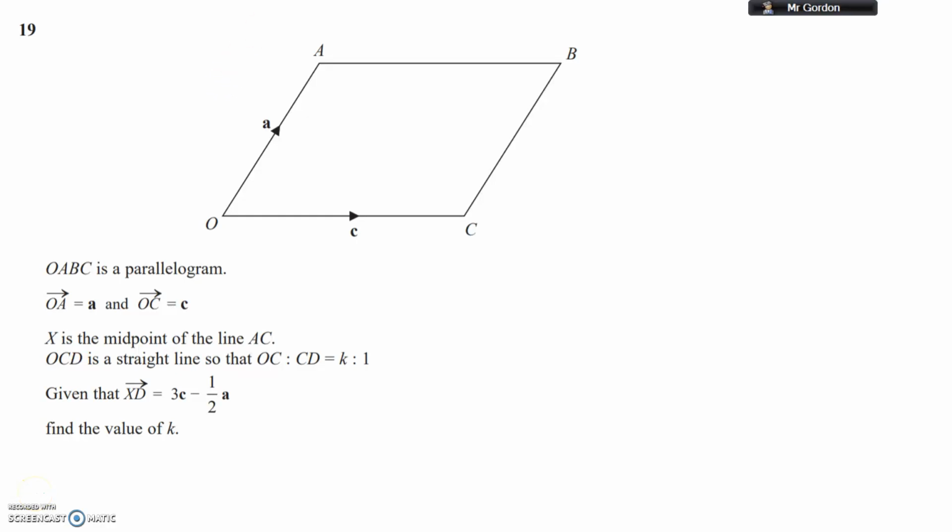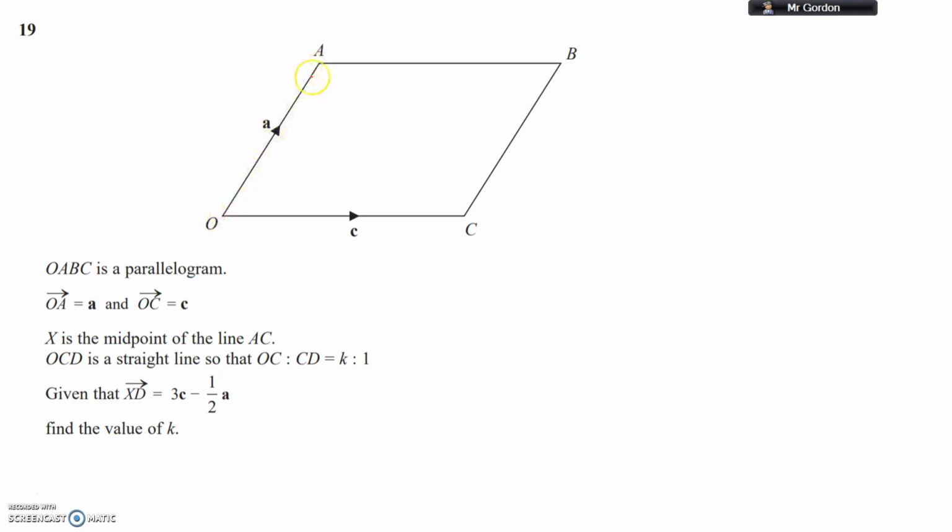Right then, so we've got question 19, vectors. We're looking at a diagram here, and it's a parallelogram. So we've got O, A, B, C, parallelogram. O to A, from the origin, O up to A, we're calling that vector A.